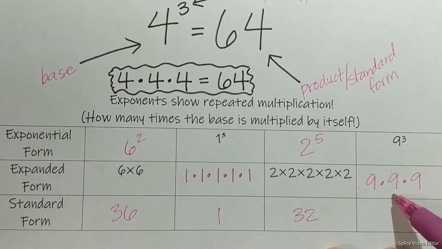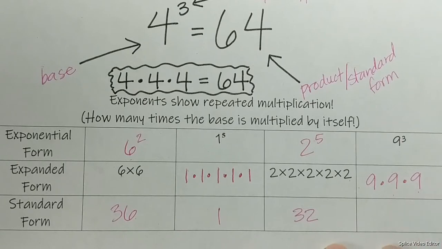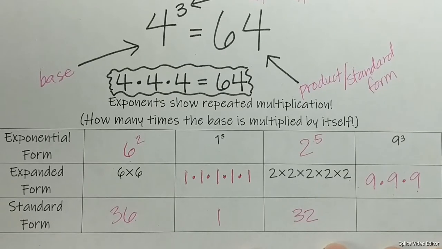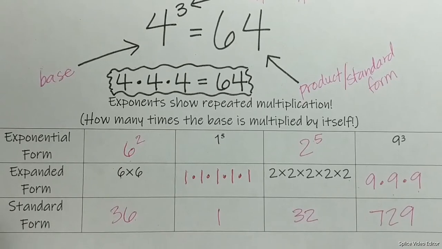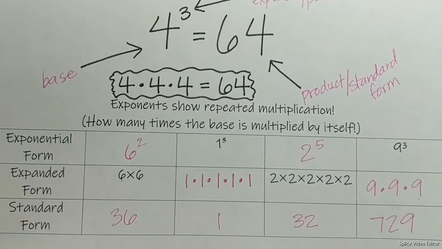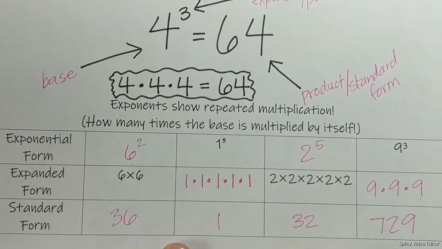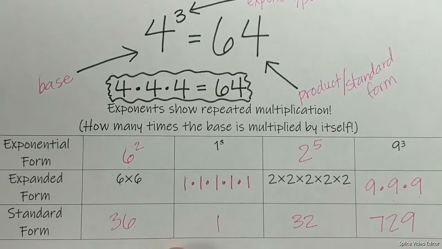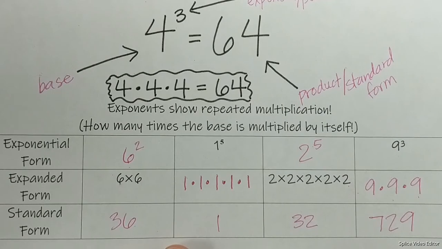So 9 times 9, that's 81, times 9, don't know that off the top of my head, so let's do that. Okay, so that's going to be 729. So that's our answer for that. All right, so these are going to be your notes. You keep this. You can use it on a quiz, any upcoming quiz that we have.